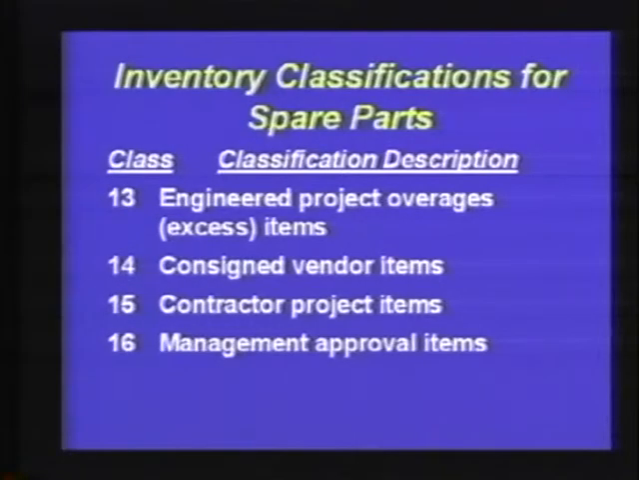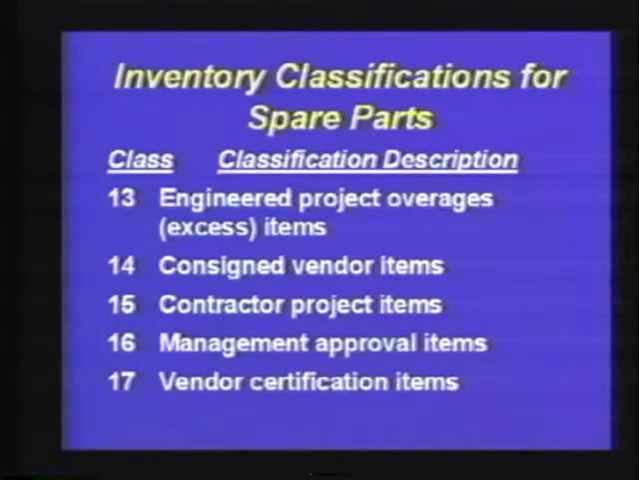Then 16 are the management approval items, where let's say a purchase order is going to be equal to or above a predetermined level where management may want to approve the purchase order before it is actually released. And then 17 are those items that are part of the vendor certification program, which is really a purchasing department responsibility. And then 18 are warranty items.